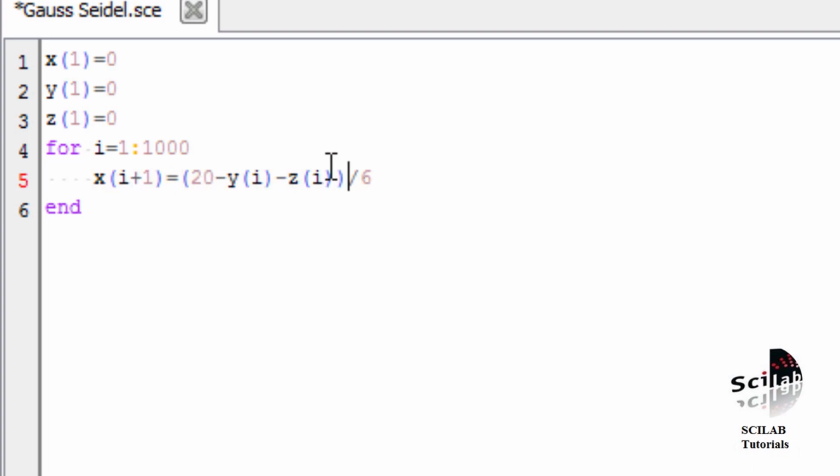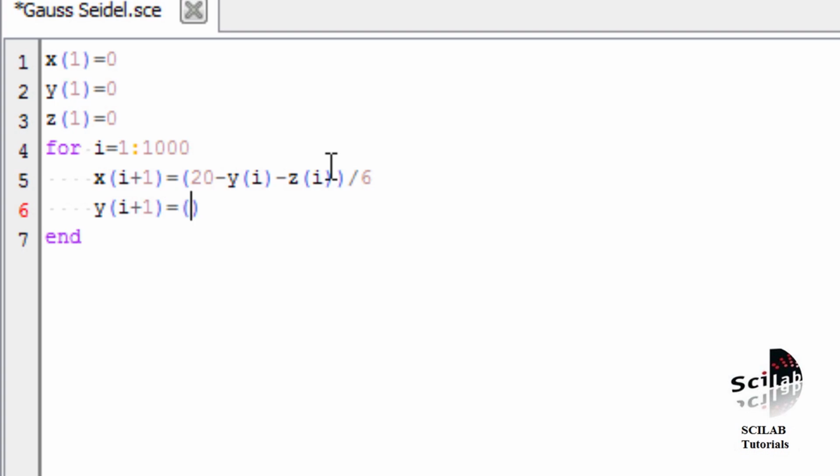So for the first iteration, we are using the initial guess, but for the second iteration, i will be 2, x of 3, 20 minus y of 2, z of 2. So we will use the values obtained in the first iteration. So the value obtained in the first iteration will be stored in x of 2, y of 2 and z of 2.